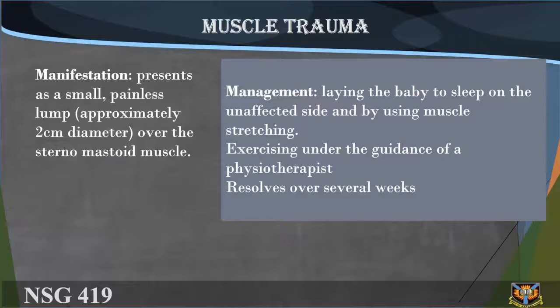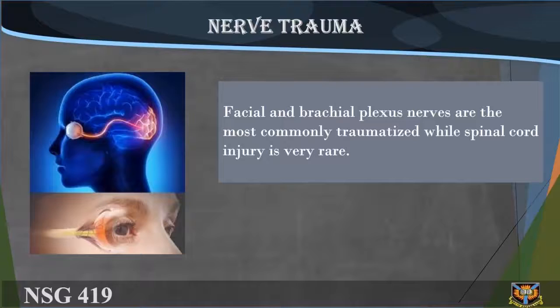Management: stretching of the muscle can be achieved by laying the baby to sleep on the unaffected side and by using muscle stretching exercises under the guidance of a physiotherapist. The swelling will resolve over several weeks. Nerve trauma. Facial and brachial plexus nerves are the most commonly traumatized, while spinal cord injury is very rare.